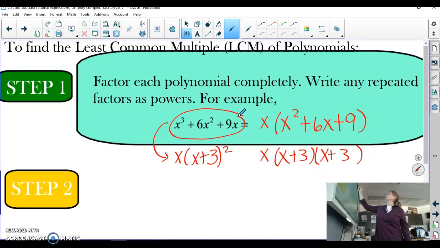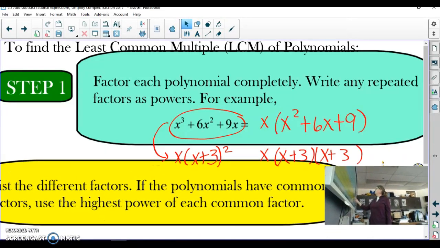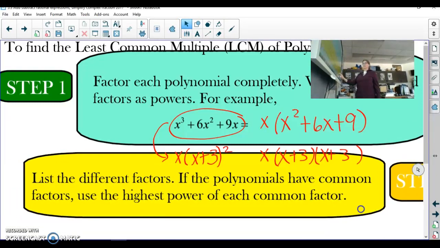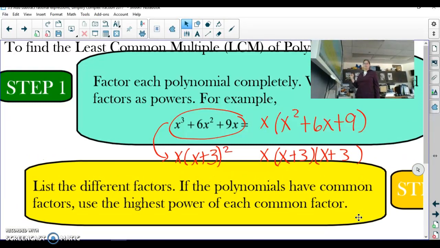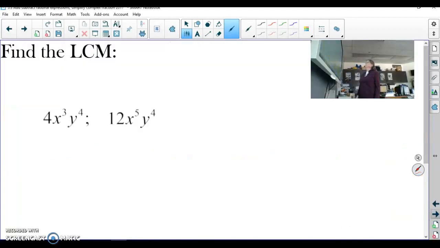Okay, then for step 2, what you want to do is list the different factors. If the polynomials have common factors, use the highest power of each common factor. Highest power. So make sure that you realize you want to take the highest power of each of the factors. All right, so get that written in your notes.